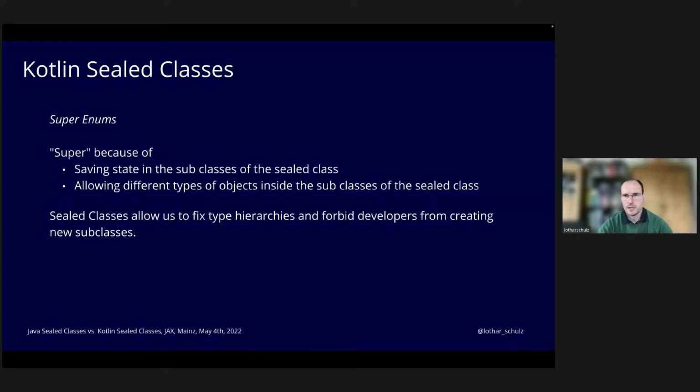Before we start with a lot of code, two more slides about Kotlin sealed classes. Whenever I think of Kotlin sealed classes, to me those are super enums. Why are they super in my mind? With sealed classes in Kotlin, you can save state in the subclasses, which are often data classes. Those data classes, which are more or less containers for your data, can be almost of any type. That makes it really flexible, and that's one notion of super to me.